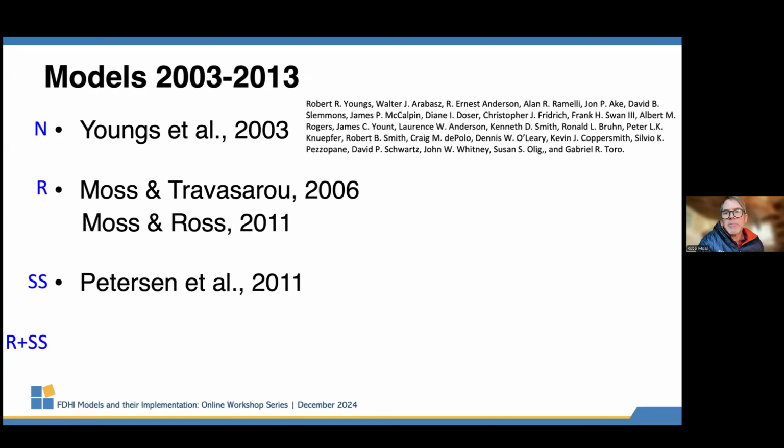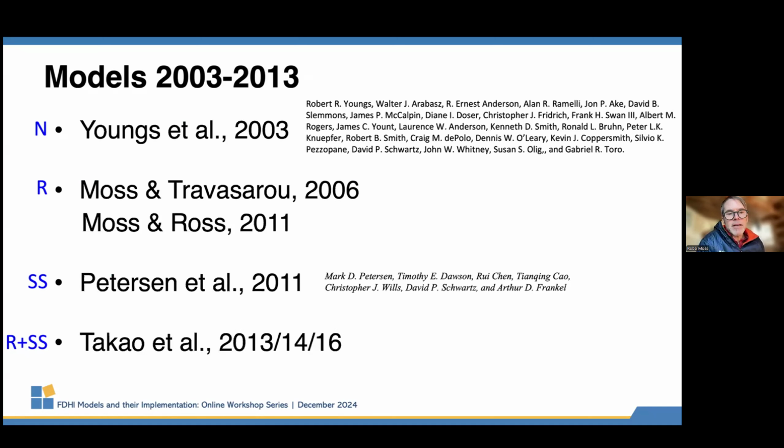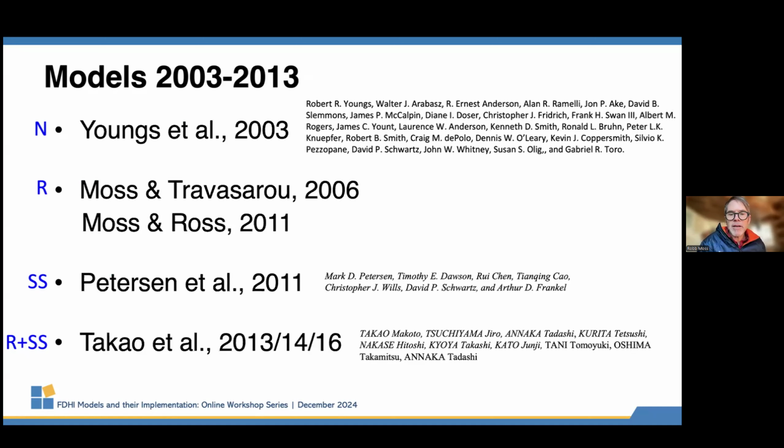Same time frame, Petersen et al. and their group came out with the model for strike slip. And then in Japan, Takao et al. and colleagues, they had a series of publications. The 2013 one was the one that set the stage. And they were looking at Japan-specific reverse and strike slip events. And so this was the lay of the land for essentially a decade.